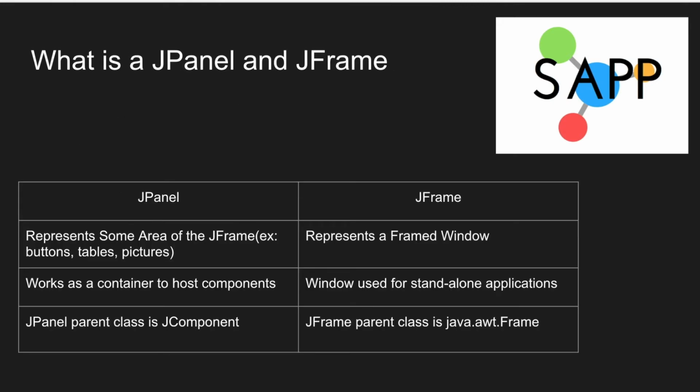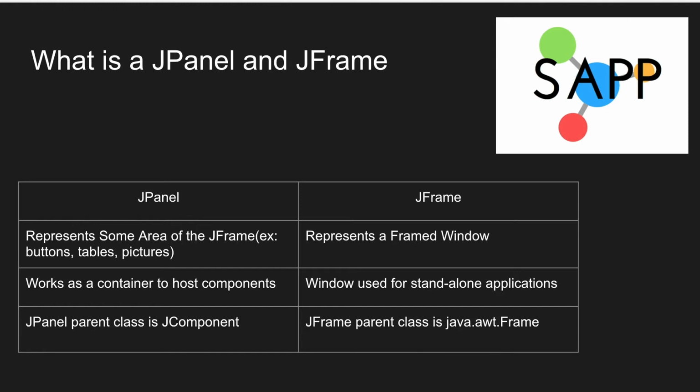There are two types of graphic things, called a JPanel and JFrame. Some differences are that a JFrame represents an entire window, while a JPanel represents an area of the JFrame. So it's more specific. JPanels would be pictures, buttons, tables, text, even images, and all that stuff, which would be in a JFrame. A JPanel acts as a container which hosts components. It gets components from other classes, while JFrame works alone and only in that class.